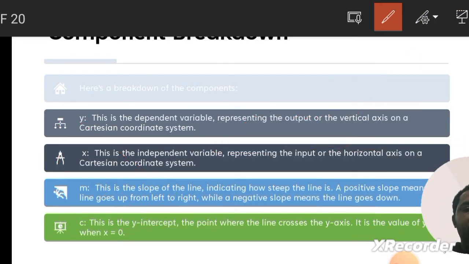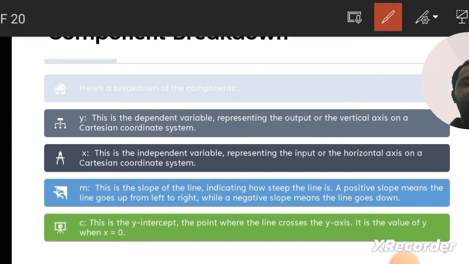Then finally we have c. c is the y-intercept, the point where the line crosses the y-axis. It is the value of y when x is 0. So the intercept is the value of y when x is 0. Let's proceed.